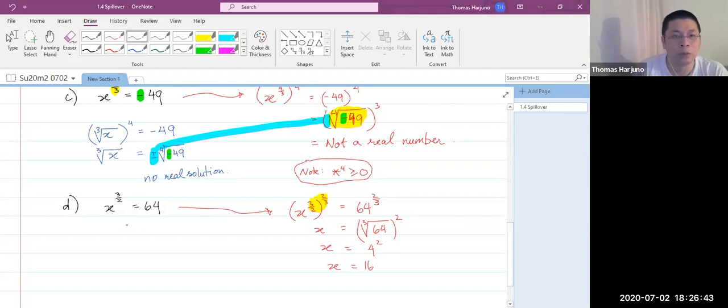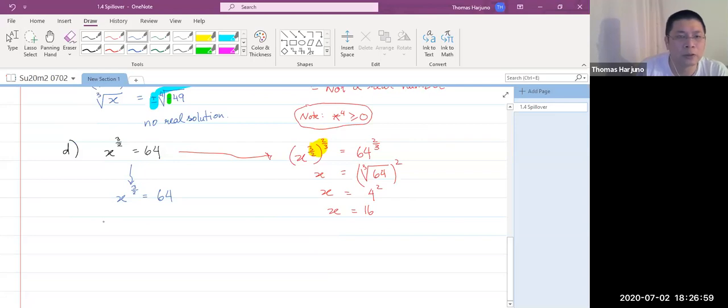While if we use the blue method, the slower version, you see that the denominator of the exponent here is even. So we may need to slow down a little bit. So the square root of x taken to the power of 3 equals 64. Square root of x equals the cube root of 64. Because it's an odd index, we don't need to use plus minus. It's 4, and then we square it.